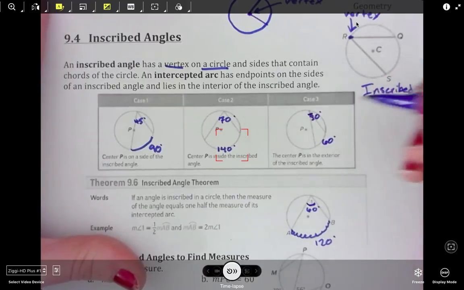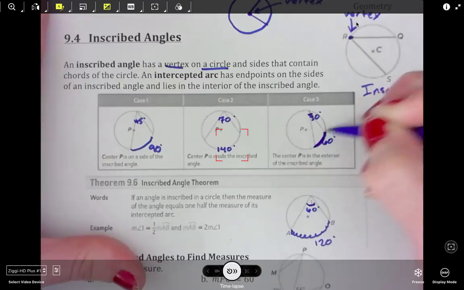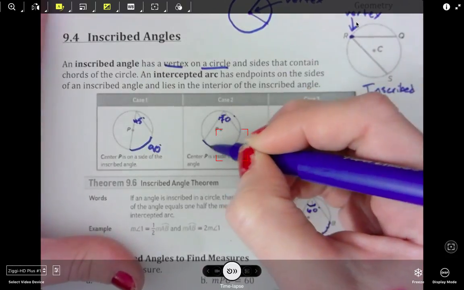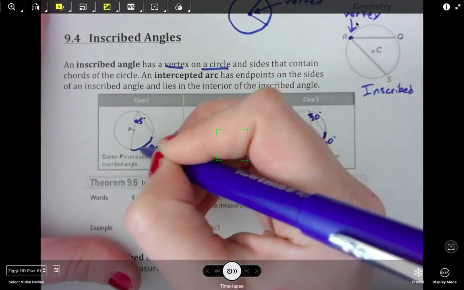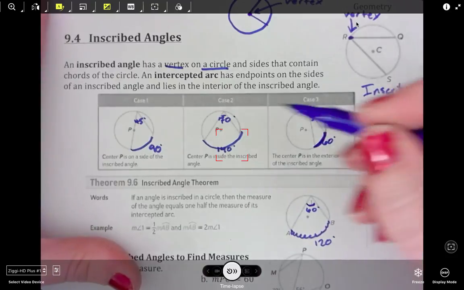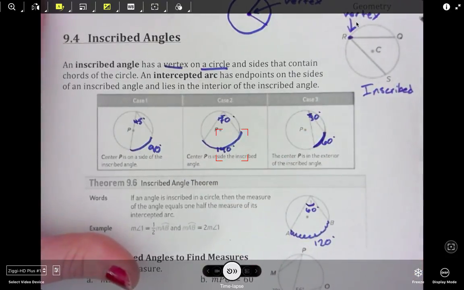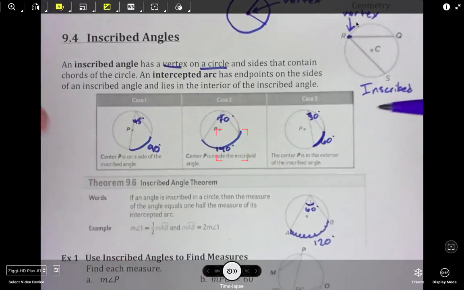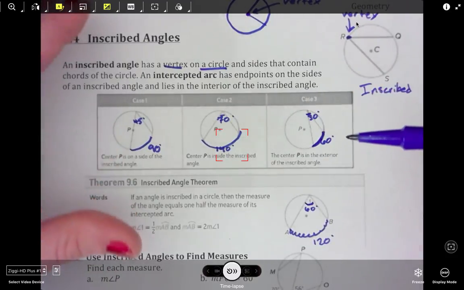So this angle in here is 30 if this arc is 60. This angle is 70 if this arc is 140. And this angle is 45 if this arc is 90. So it doesn't matter what situation you're in relative to the center, the inscribed angle will always be half.